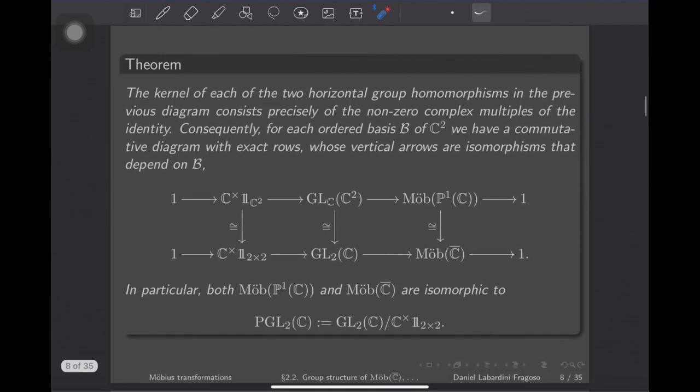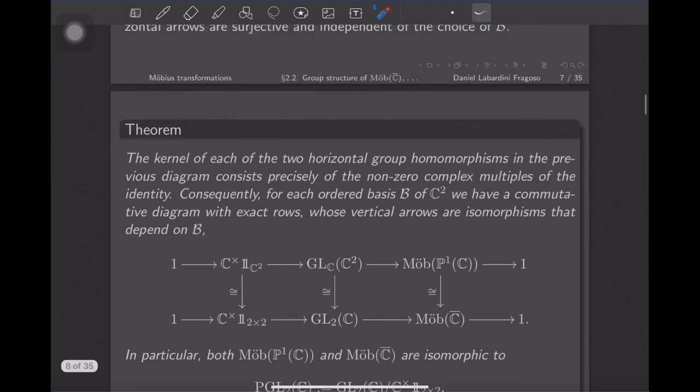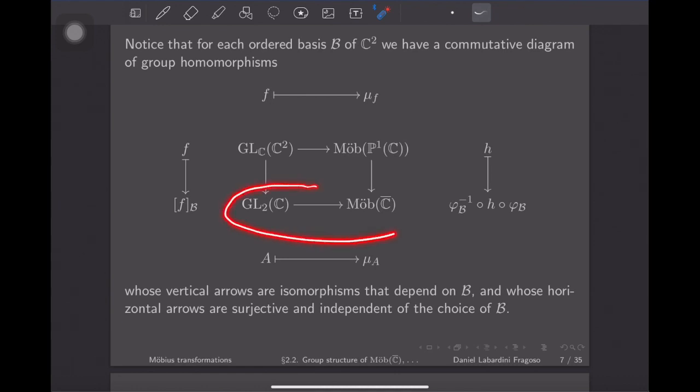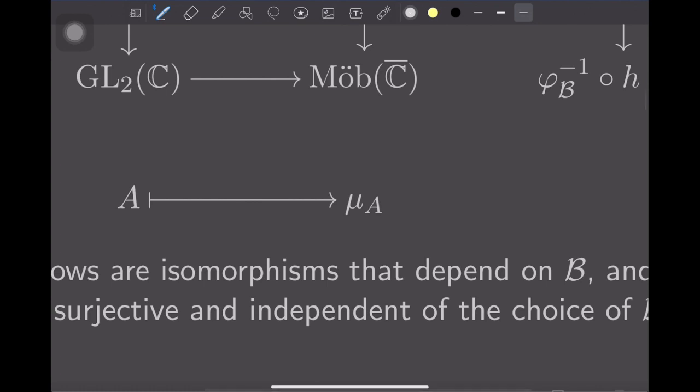Unfortunately, the kernel of both of them is very easy. It has a very simple description, and it's both just the non-zero multiples of the identity. So somehow the obvious thing. If you think, for instance, of the rule here, which is A goes to mu of A, and mu of A of z is (alpha z plus beta) over (gamma z plus delta).